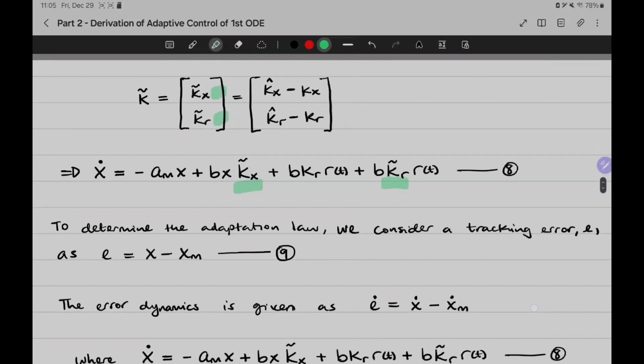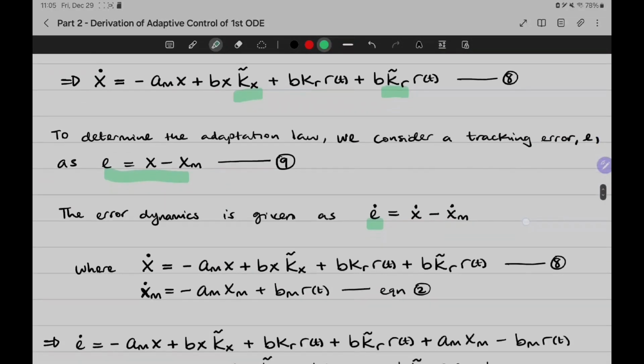Now, the next step is to determine the adaptation law. And to do that, we first start by defining what the error is. Again, error is simply defined as x minus xm. And then for the error dynamics, the reason why you have to differentiate is because your system is represented in x dot form, right? So you have to take the first derivative.